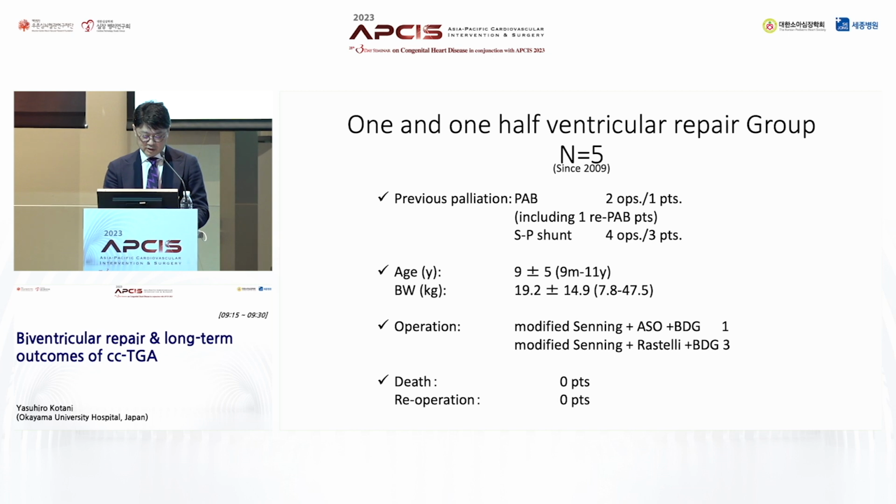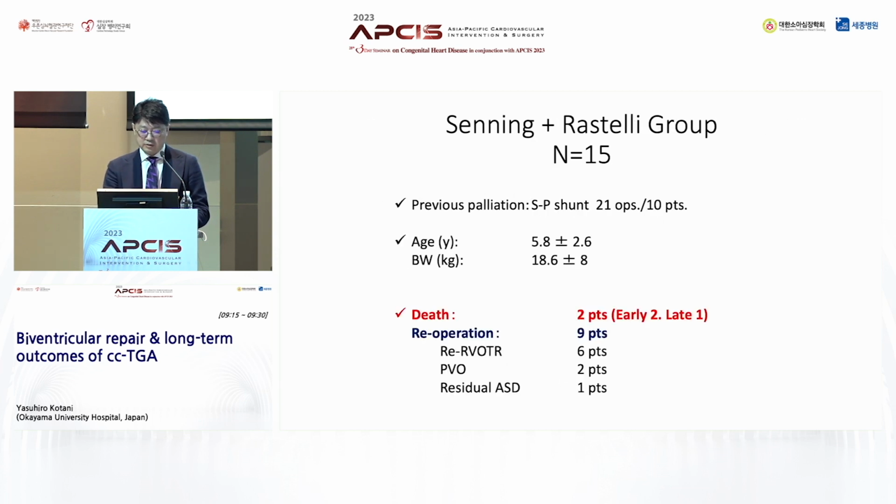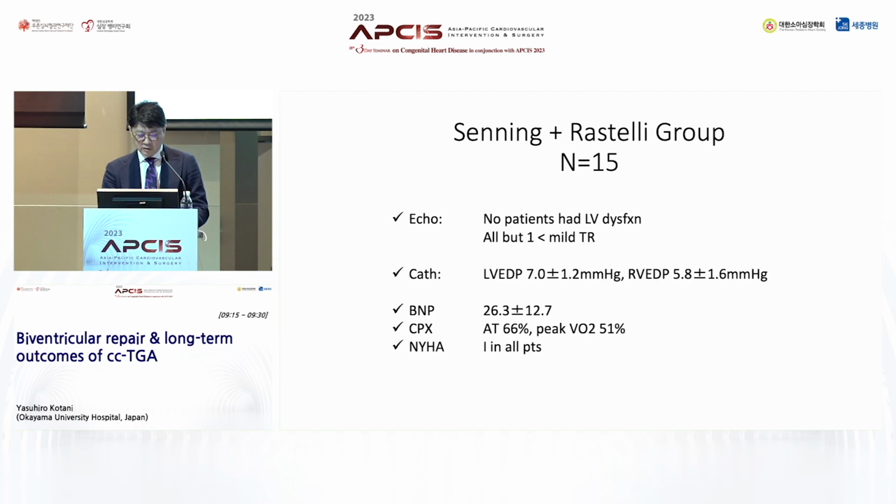So 5 patients had a 1.5 ventricular repair at median age of 9 years. There was no death and no reoperation. So the Senning and Rastelli type repair was performed in 15 patients. There were 2 early deaths and 1 late death. As you can see, the reoperation was needed mainly for the RVOT reconstruction. So functional outcome was excellent, with no patient having AV valve dysfunction. NYHA functional class was 1 in all patients, with a mildly decreased exercise tolerance.